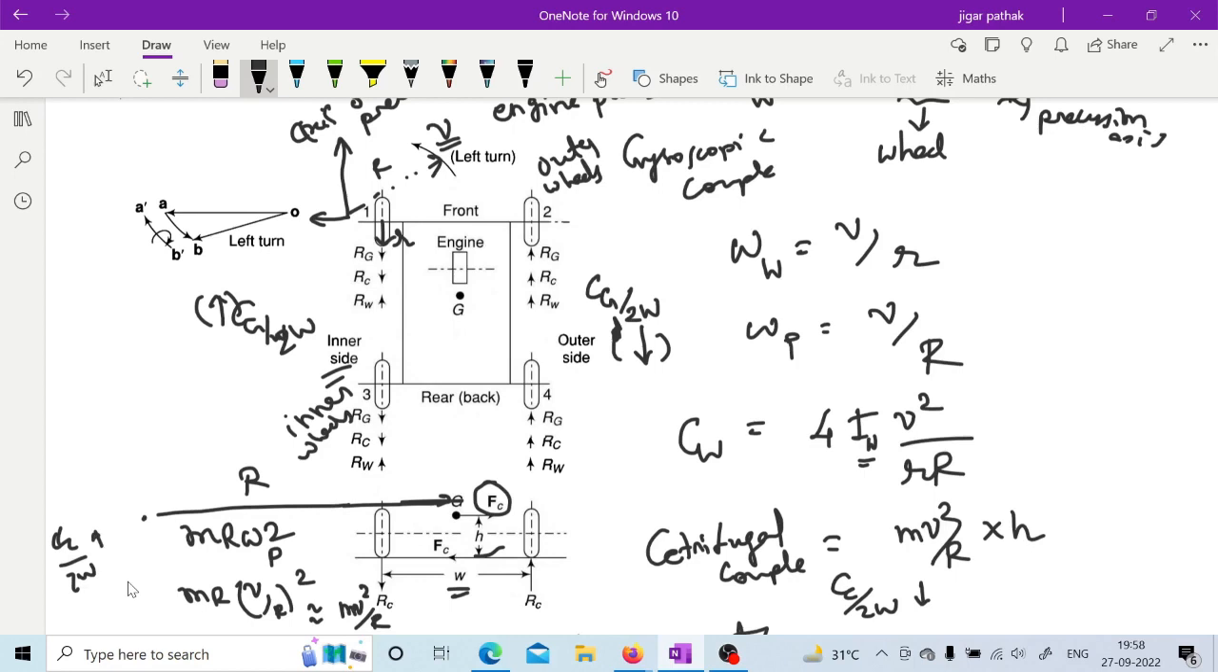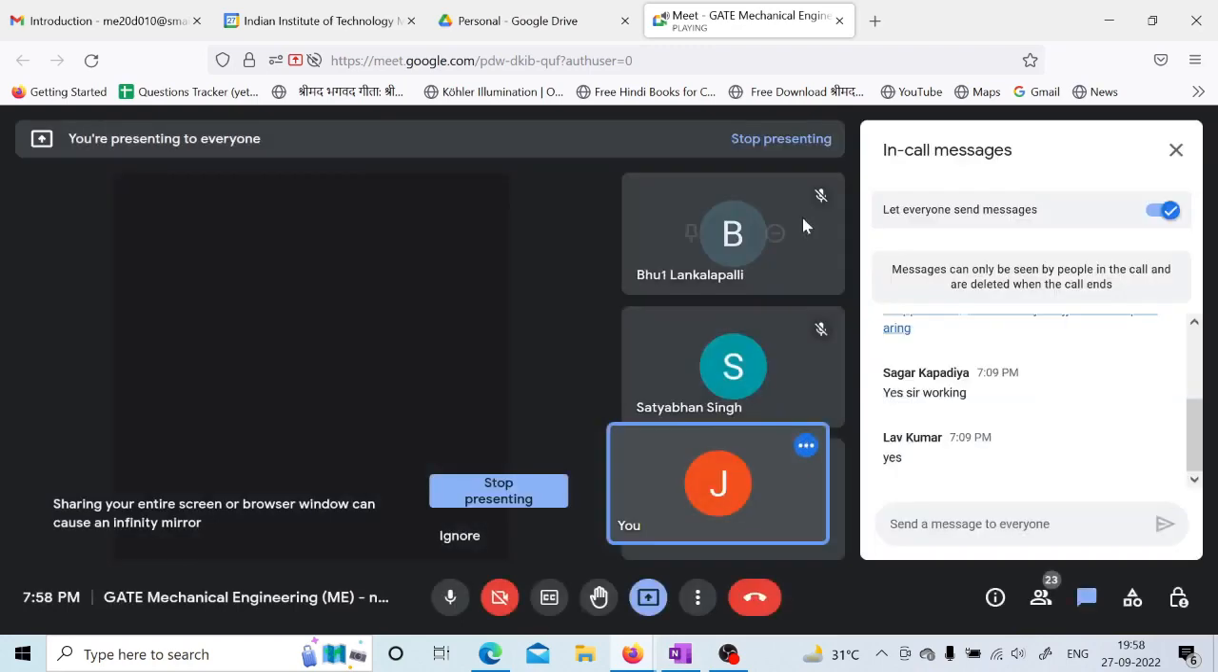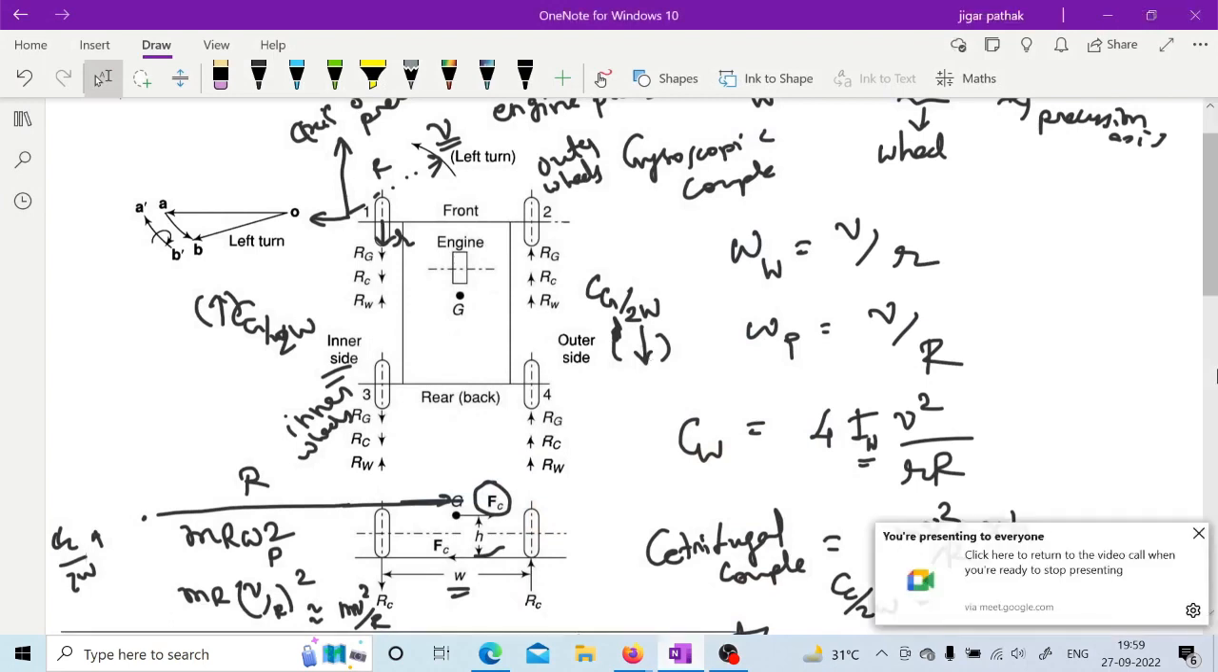Because of that you will have some forces which are generating this couple, and in order to nullify them, or in order to keep the vehicle in balance, there will be a reaction provided at the wheels in the opposite direction to the forces which are generating these couples. So that is why this reaction at the wheel is calculated.